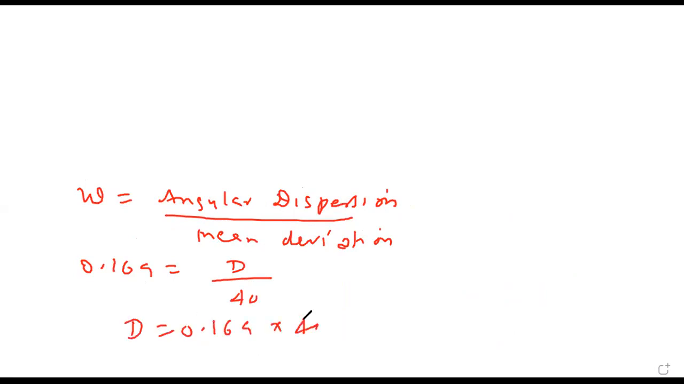So 0.169 into 40, that is 1.69 into 4. 4 into 9 is 36, 4 sixes are 24 and 3, 27.